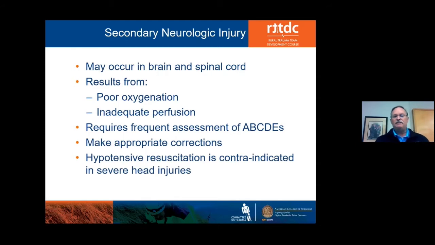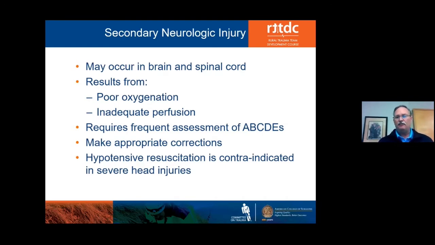Frequently reassess the ABCs if there's a problem. If you notice a change, go back and repeat your ABCs in your primary survey and then do the corrective actions as you need. As Dr. Morrissey said, hypotensive resuscitation is contraindicated in severe head injuries.